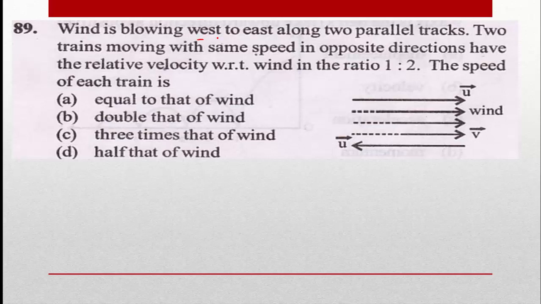Wind is blowing west to east along two parallel tracks, and the two trains moving with the same speed in opposite direction have the relative velocity with respect to wind in the ratio of 1:2. The speed of each train.